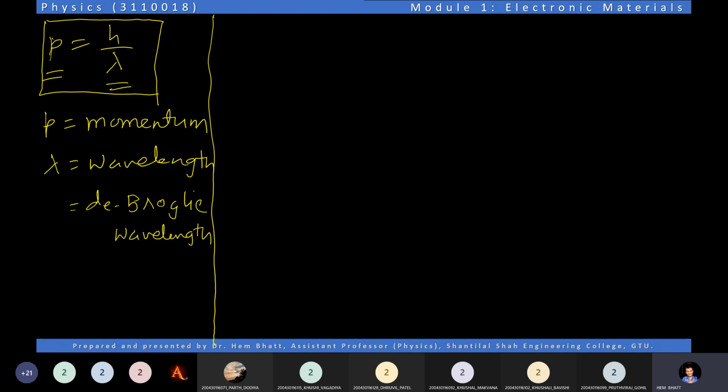You can always find out the wavelength of an electron kind of particle. Can we find out the wavelength of an aeroplane or ship or any car or any truck?